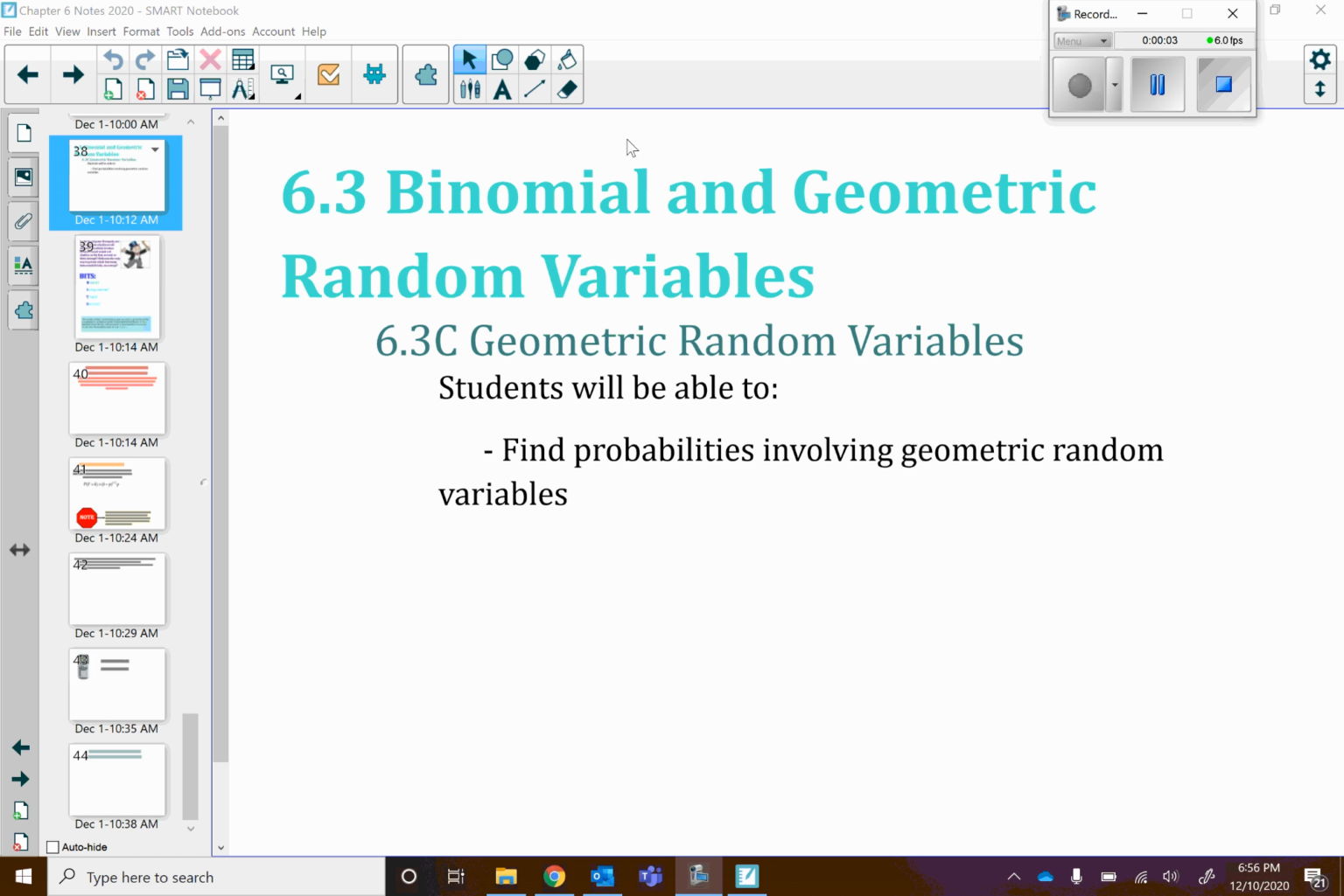Hello, we are working on 6.3c, geometric random variables. And as I mentioned, this is actually the easiest of the two types of random variables. So I'm very excited to talk to you about it.